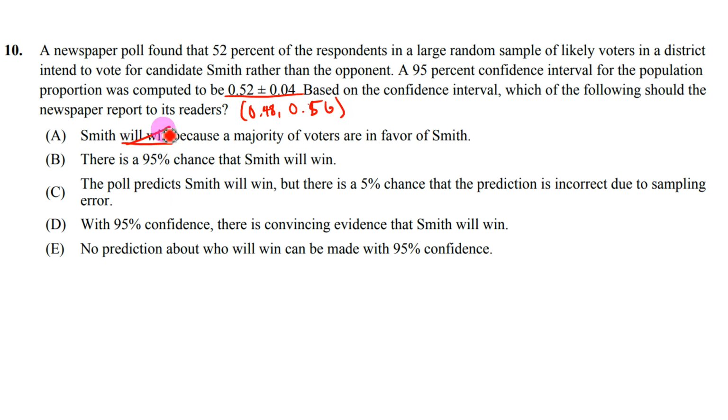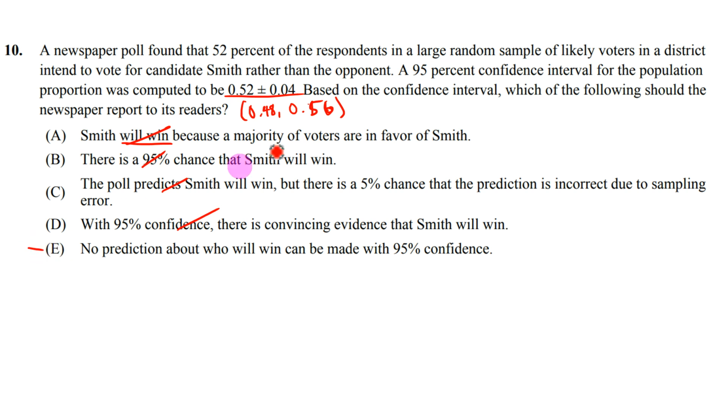Now, the other thing about this is "will win." We're never going to say that. This is a poll, so you can never predict. A 95% chance that Smith will win doesn't make any sense at all. The poll predicts Smith will win, but there's a 5% chance the prediction is incorrect due to sampling error. No, that doesn't make sense either. With 95% confidence, there is convincing evidence that Smith will win. No, and the problem is we don't have anything.